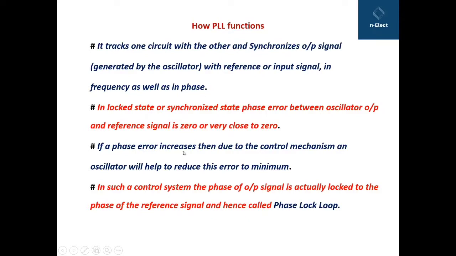If a phase error increases, then due to the control mechanism, that is the feedback mechanism, the oscillator will help to reduce this error to a minimum. The main intention is to make the phase difference between these two signals equal to zero or very close to zero. In such a control system, the phase of the output signal is actually locked to the phase of the reference signal and hence called phase lock loop.